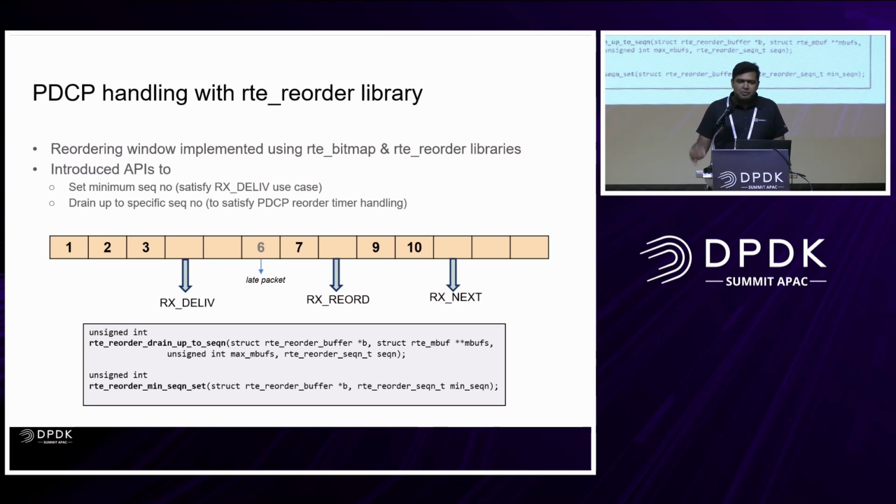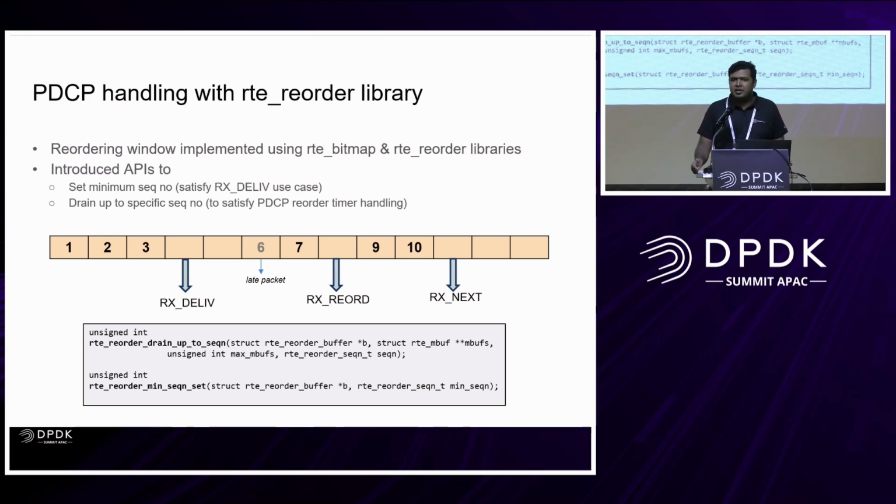So once we push packets 6, 7, 9, and 10, the reorder library treats packet number 6 as the minimum sequence number. But in this case, what we are actually expecting is packet numbers 4 and 5. The reorder library will reject them, saying that these are out of window. So these were the two major gaps that we saw, and there were a few other optimizations and shortcomings that we saw and addressed.